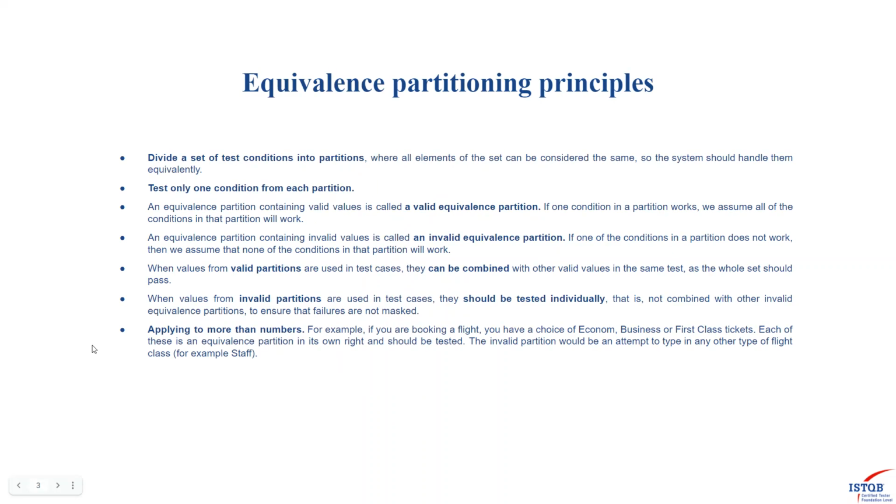And it covers partition number 4. Very low value is an equivalence partition on its own. This means that test case number 1 covers 2 partitions out of 7. This leads us to one more principle. When values from valid partitions are used in test cases, they can be combined with other valid values in the same test, as the whole set should pass.